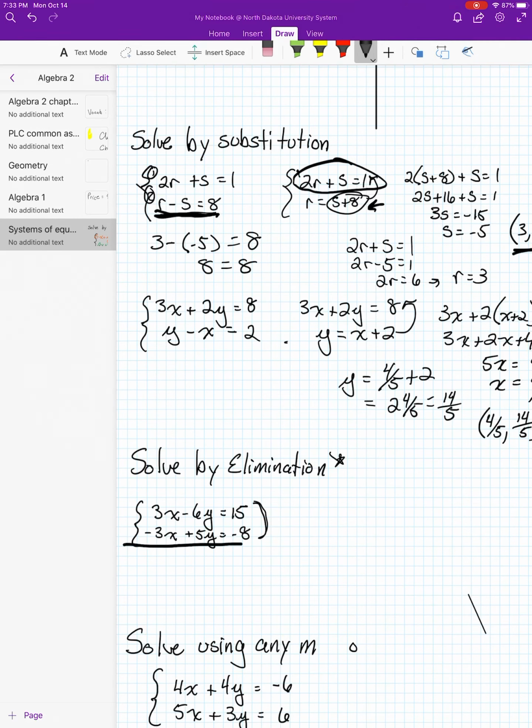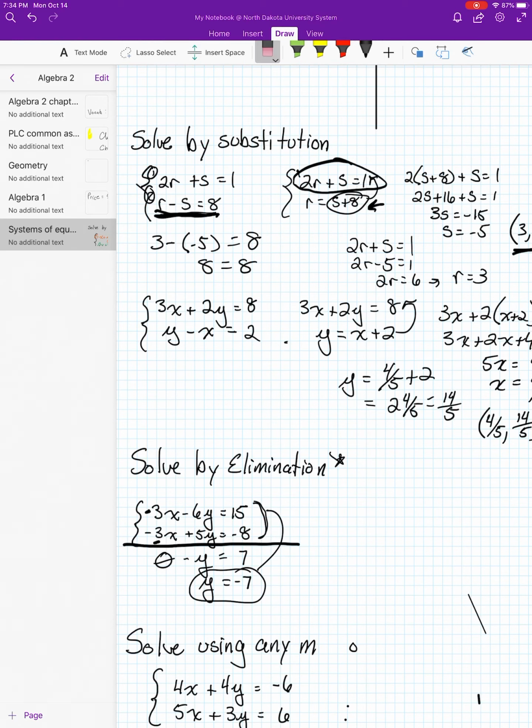in some sort of way that's going to eliminate one of the variables. Well, it just so happens that this is written such that we have a -3x down here and a 3x up here, and if we add these, they're going to eliminate. We lose the x. Add -6y plus 5y, we get -y. And 15 plus -8 is 7. Y equals -7.